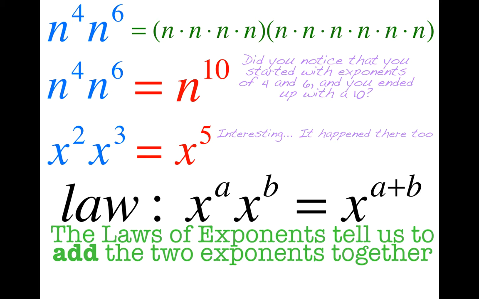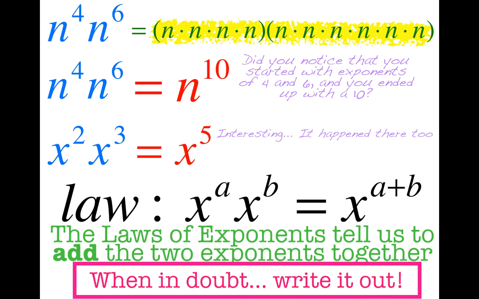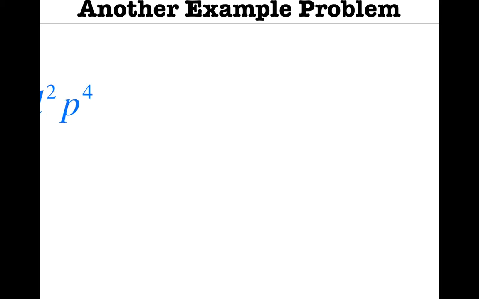Now, if you can't remember this law of exponents, you're okay, because when in doubt, just write it all out, and then you can add it up and you'll get the right answer. But the law here gives us a shortcut so that we don't have to write it all out. Okay, so here's another example problem.